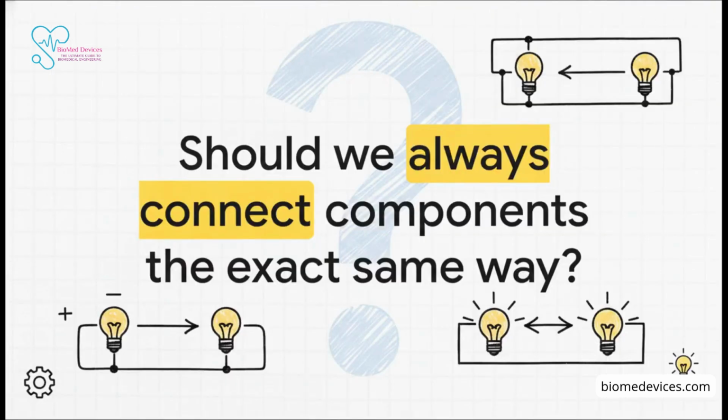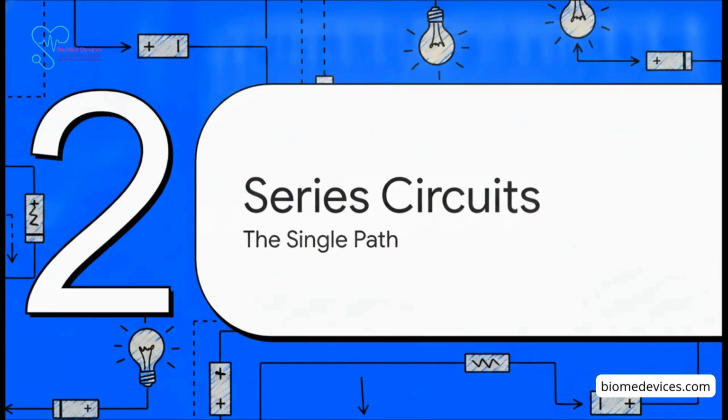So knowing that we always need a closed loop, it raises a really crucial question for us as future engineers. Should we always connect electronic components in the exact same way? As you might guess from our light bulb mystery, the answer is a resounding no. How we actually arrange our components drastically changes the behavior of the entire system. Section 2. Understanding series circuits.